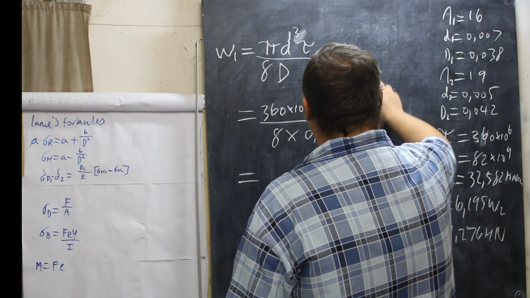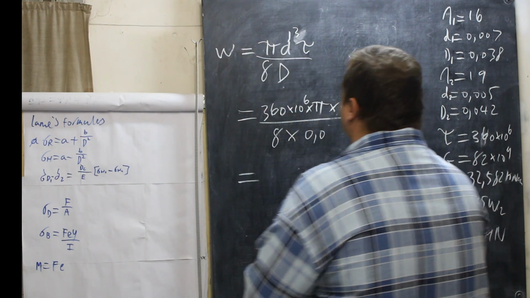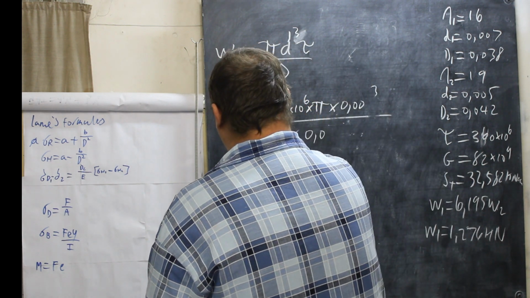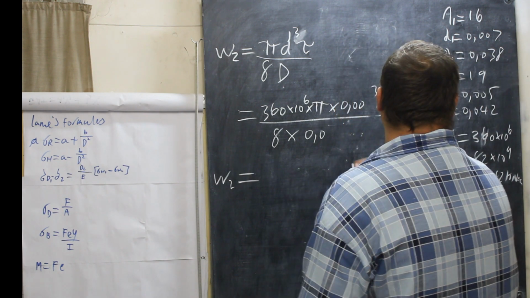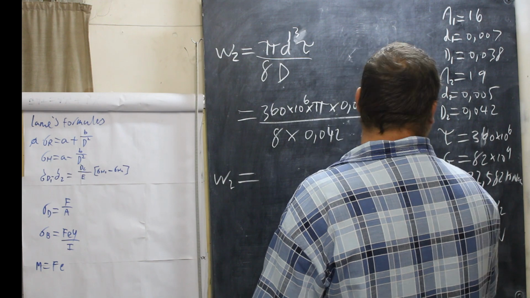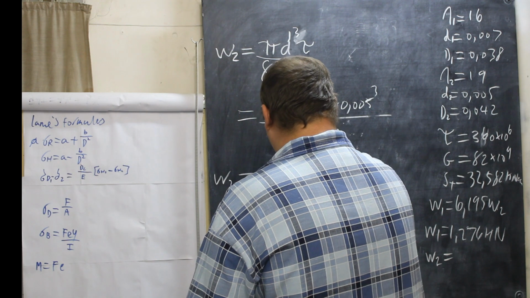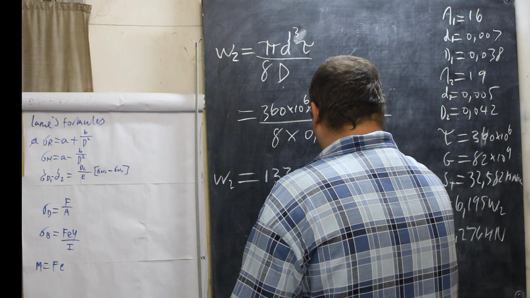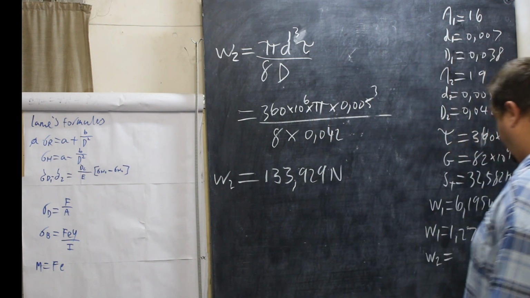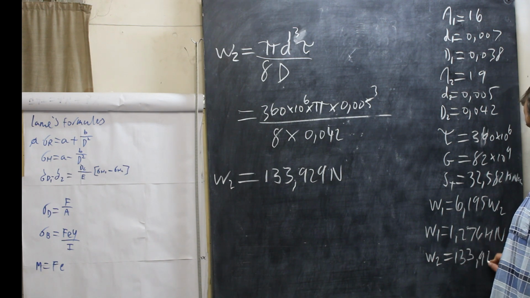So this changes, and that changes, and nothing else changes. So we go for number 2, W2. Right, this is 42, and this is 5. Number 2 is 133,929 newtons. 33,929 newtons.